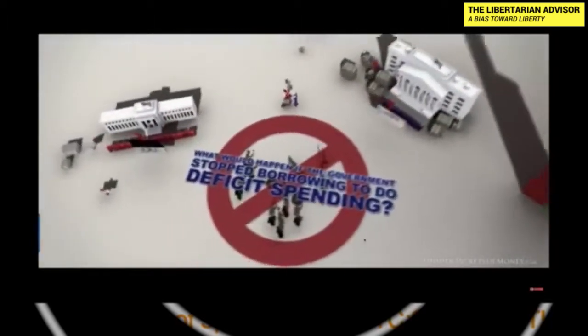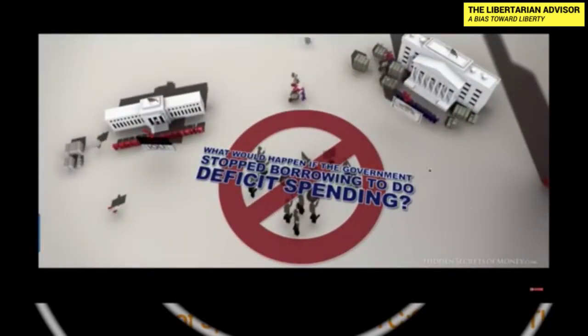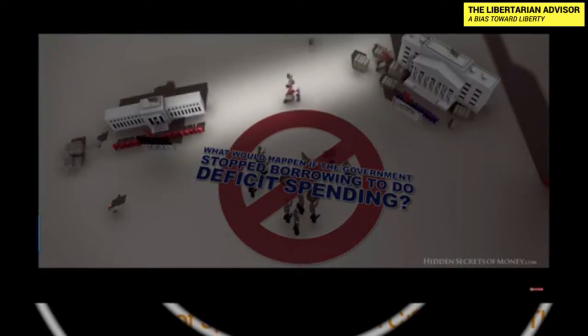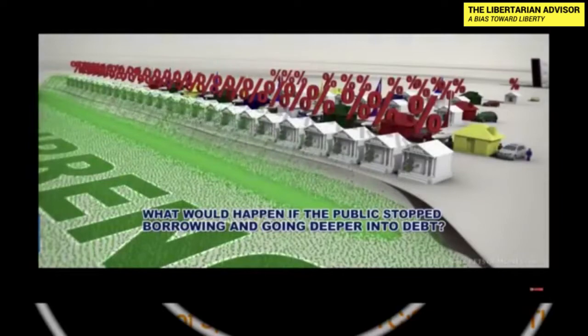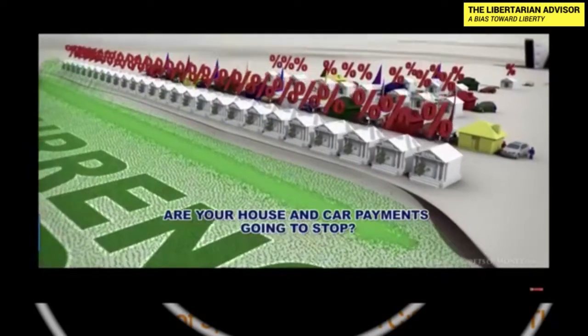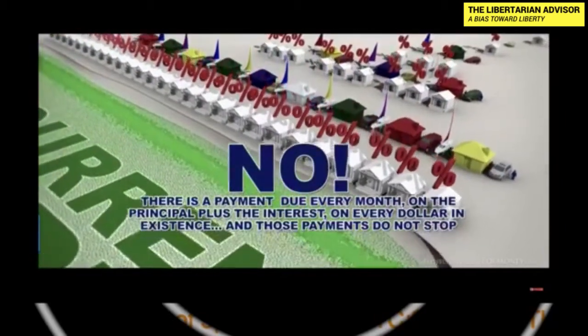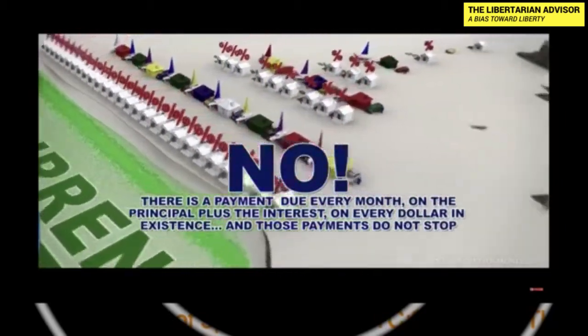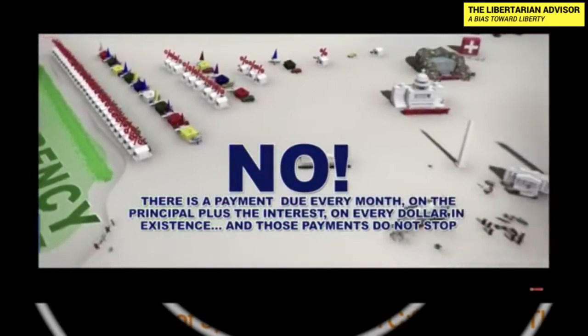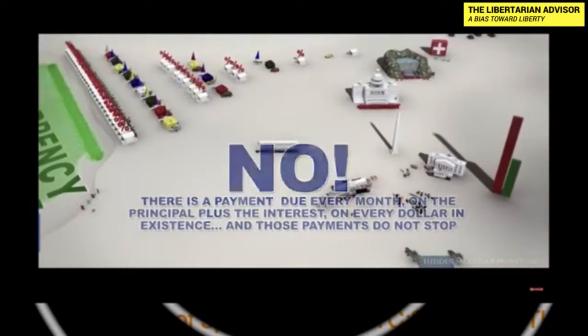What would happen if the government stopped borrowing to do deficit spending? Are the payments on those treasury bonds going to stop? What would happen if the public stopped borrowing and going deeper into debt? Are your house and car payments going to stop? No. There is a payment due every month on the principal plus the interest on every dollar in existence, and those payments do not stop.